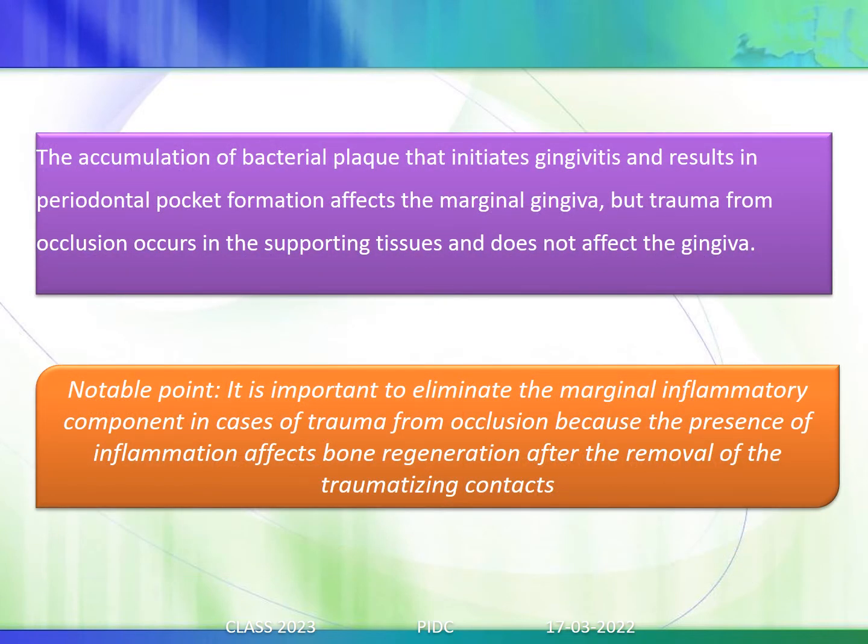So these two points are a little important. The accumulation of bacterial plaque that initiates gingivitis and results in periodontal pocket formation affects the marginal gingiva, but trauma from occlusion occurs in the supporting tissues and does not affect the gingiva. So be very specific that trauma from occlusion does not cause gingivitis, and it does not arise because of gingivitis. These are separate entities. But when a plaque-influenced area goes into the area that has been destroyed by trauma from occlusion, it results in the zone of co-destruction.